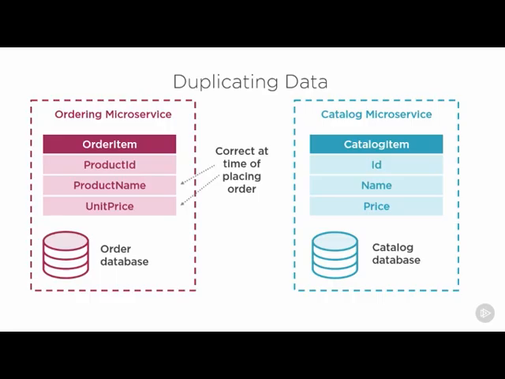In other words, the ordering microservice doesn't really care about what the current price and name of the product are. What it cares about is what they were at the time you placed the order. And so in fact, this isn't really duplicate information. These pieces of data have different meanings within the context of each microservice. And so duplication of data between microservices and the inability to do a direct database join between the data owned by two microservices is not necessarily the problem that it might at first appear to be.